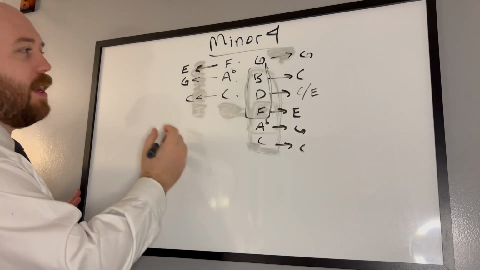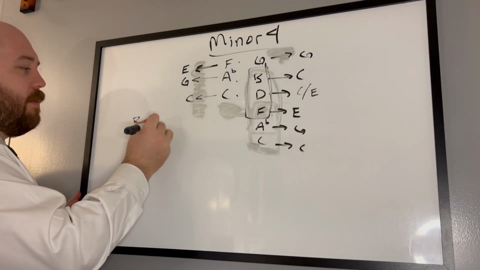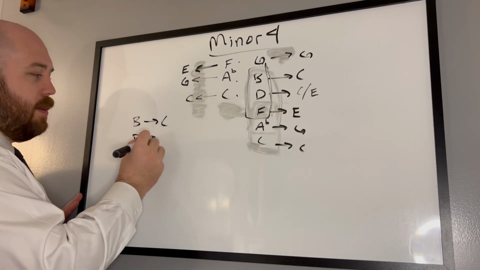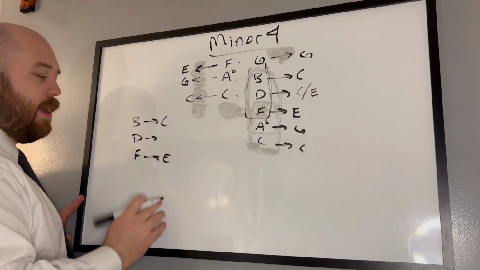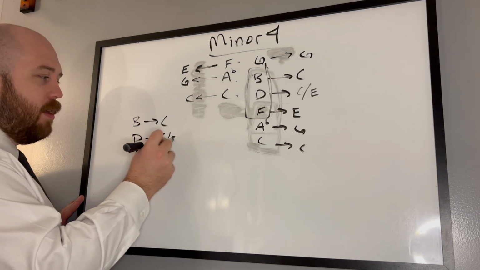Let's take this, B, D, and F. B, D, F. B wants to go up to C. D can go either way. F wants to go to E. So D could go to C or to E.